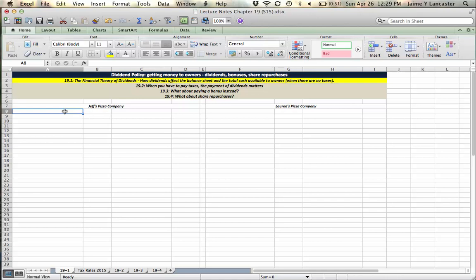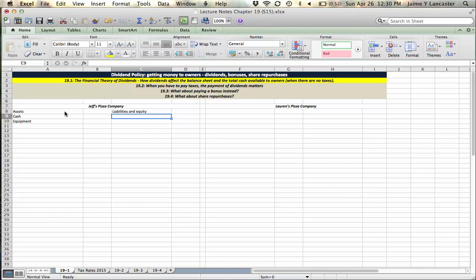We're going to assume these pizza companies are identical. Jeff and Lauren went to school together, they went to baking school together. These firms have identical free cash flows and identical balance sheets. So we'll take a look first at their assets, and over here, we'll look at their liabilities and equity. For assets, we've got cash and we've got equipment. One current asset, one long-term asset.